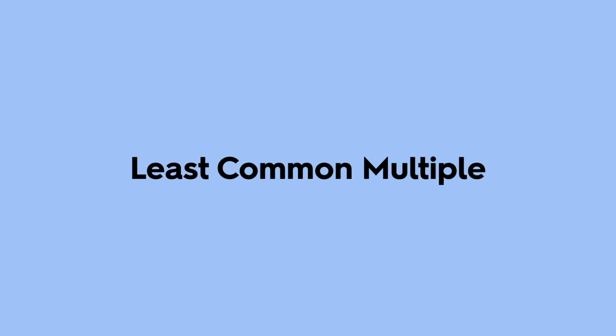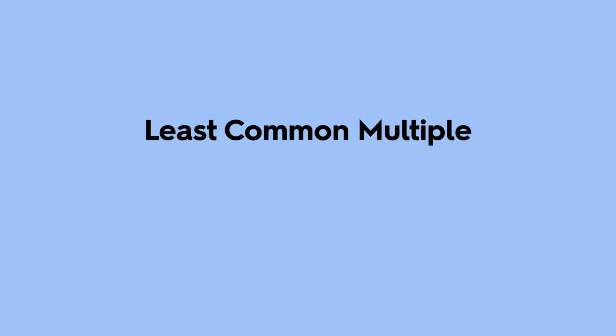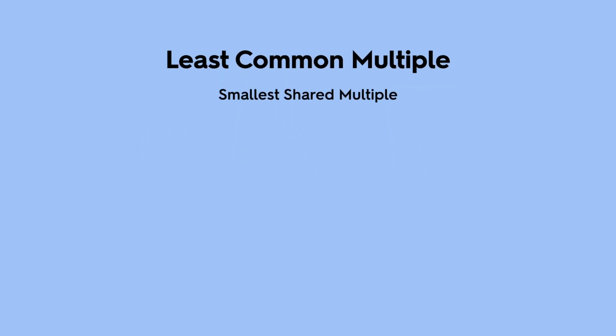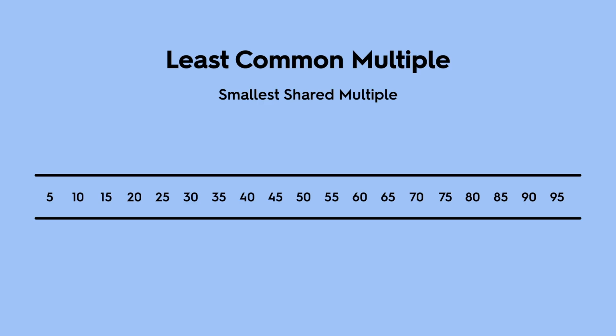Now let's switch to the flip side, the least common multiple, or LCM. It is the smallest positive number that is a multiple of each given number. Instead of asking what divides both numbers, we're asking what both numbers land on. On these number lines for 18 and 30, the first meeting point is 90.